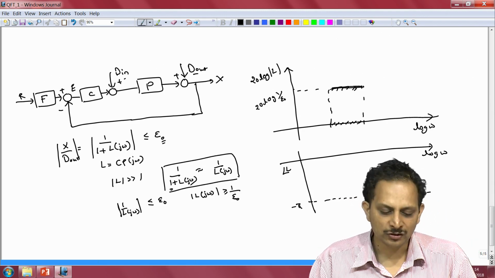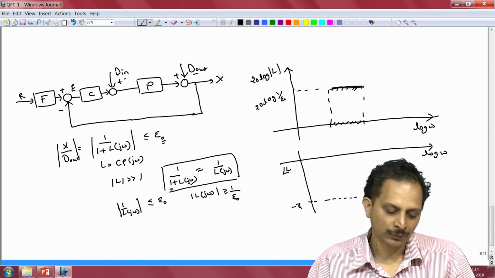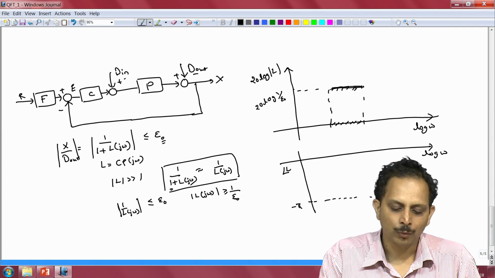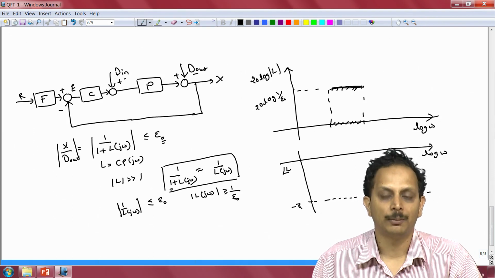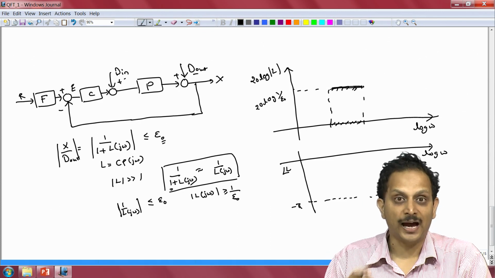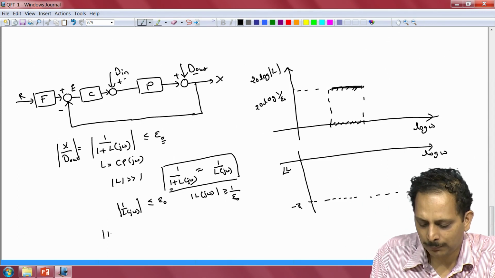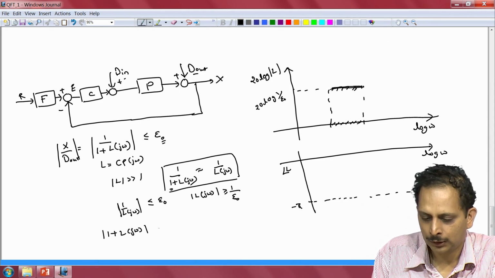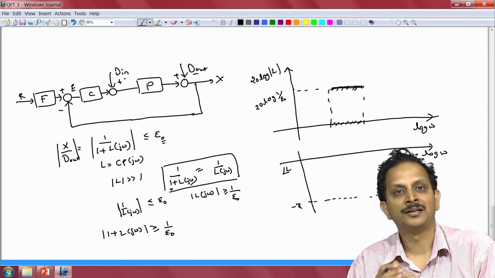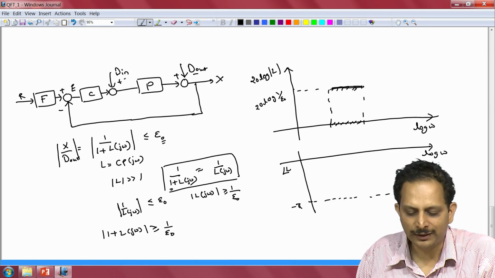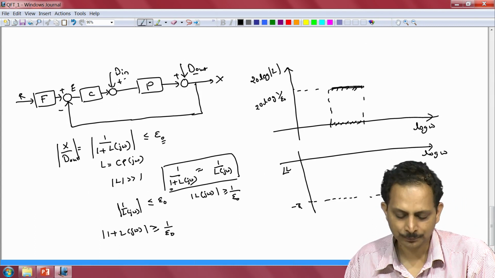This approximation works only under the condition that the term 1 plus L is much greater than unity, but that is not going to be the case when our performance specification is such that epsilon naught is not a very small number. So, in such a case the actual constraint on the loop gain is given by the equation magnitude of 1 plus L of j omega should be greater than or equal to 1 by epsilon naught. This is the correct constraint that the loop gain has to satisfy in order for it to reject a disturbance by the desired specified amount epsilon naught.